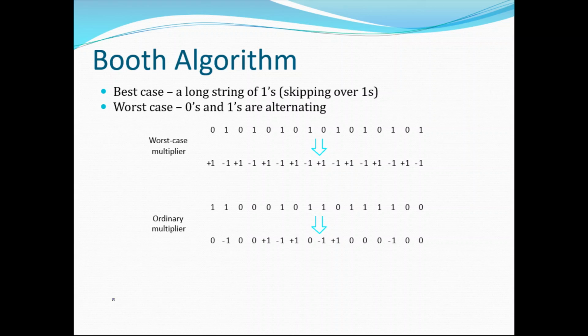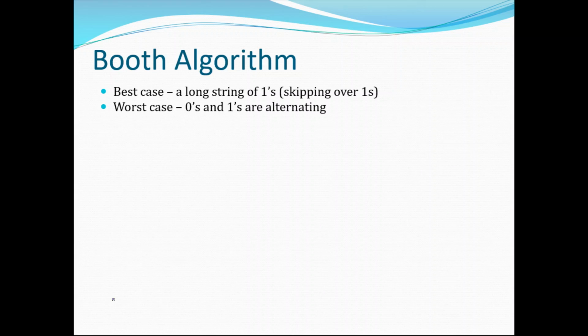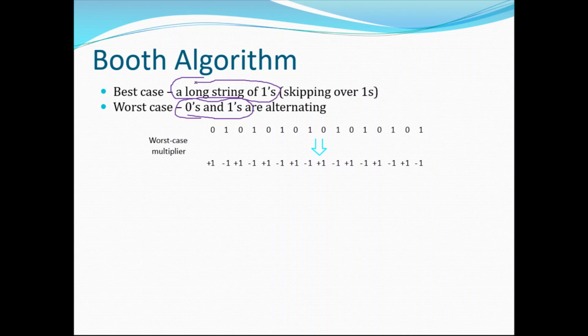So when will Booth's algorithm perform better and when will it perform worse? Booth's algorithm will perform worse if the input contains alternating zeros and ones. It will perform in the best way if the input contains continuous ones. Say this is an example with alternating 0s and 1s: 0 1 0 1 0 1 0 1 0 1 0 1 0 1 0 1.